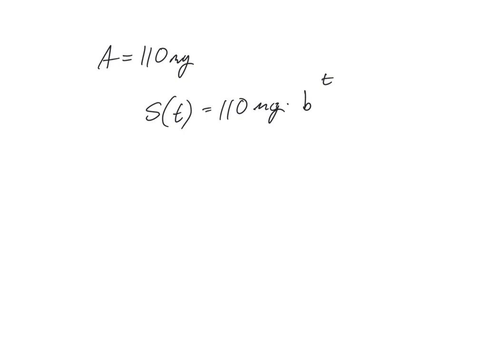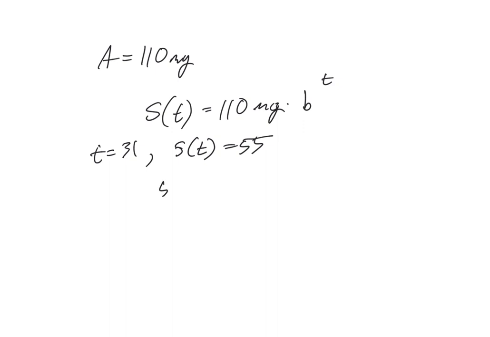Which means we could figure this out. If I put in 0 for time, B to the 0 is 1, my amount will equal whatever I had at the beginning. So that's how I know that the 110 is my A. Or I just plug it in because I know that that's my initial amount. And then I'm given the information that after 31 hours, so at T equals 31, I have 55 milligrams remaining. So S of T would be 55.